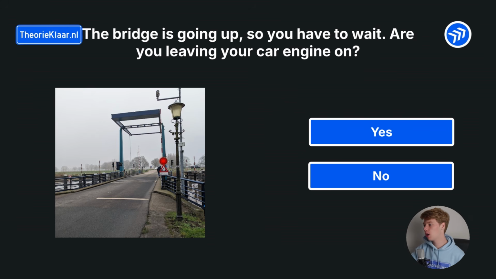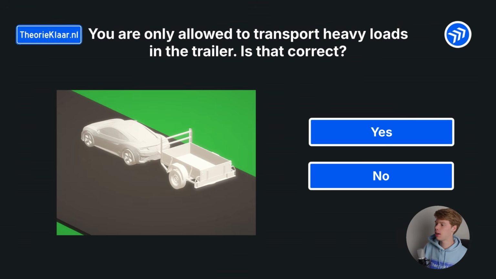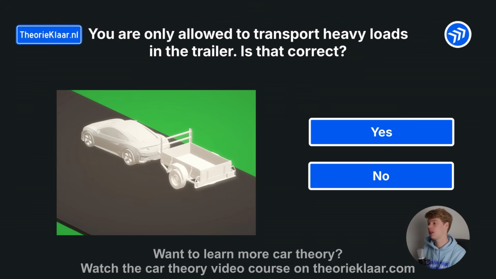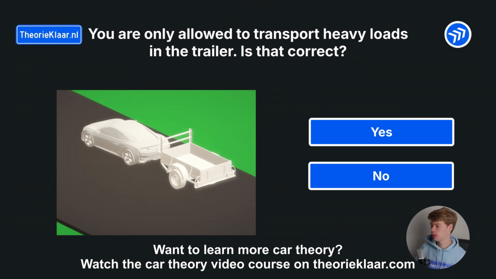The bridge is going up, so you have to wait. Are you leaving your car engine on? Then the right answer is no, you turn off the engine because you have to wait. You are only allowed to transport heavy loads in the trailer. Is that correct?